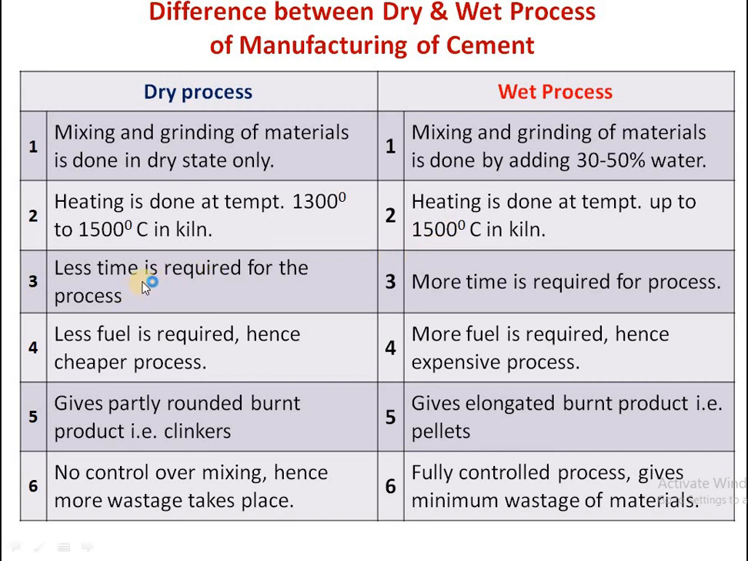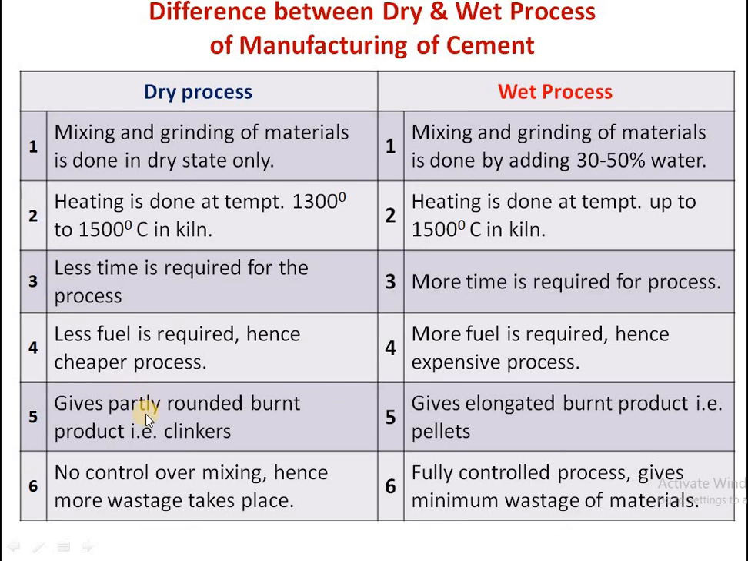In the dry process, less time is required because there is no addition of water. Burning may take place rapidly. But in the wet process, we require more time to evaporate the water from the slurry. Due to the quick process, there is no addition of water, and very little fuel is required as compared to the wet process. Hence, it is one of the cheaper processes. But in the wet process, we require more fuel and hence it is an expensive process.